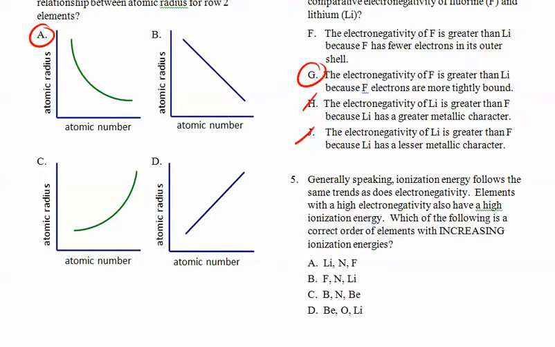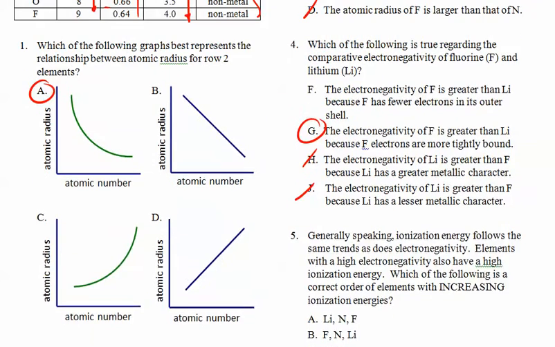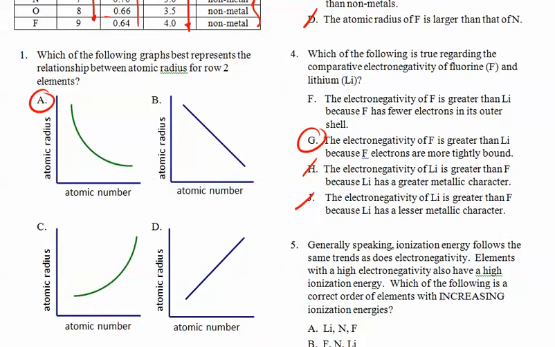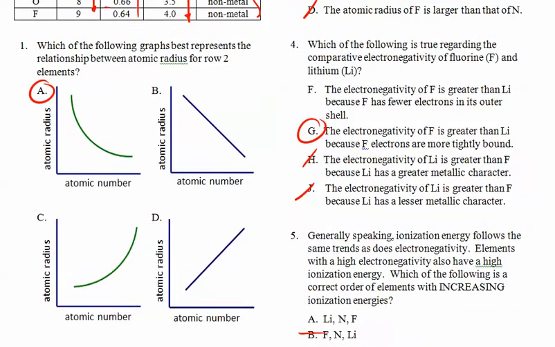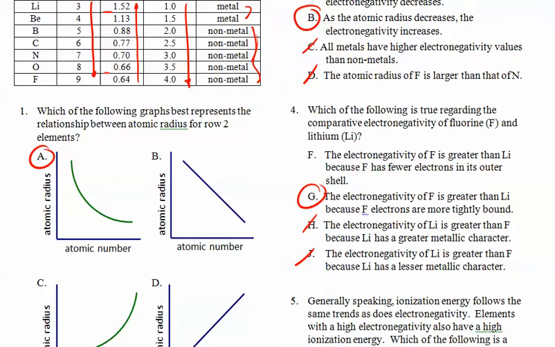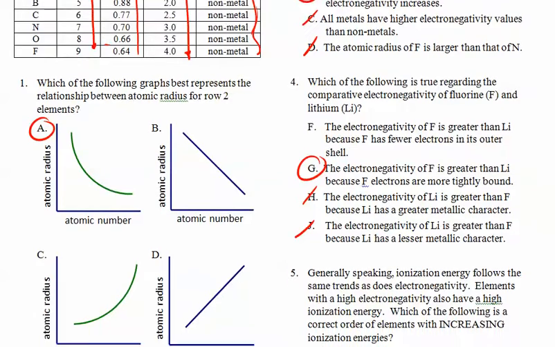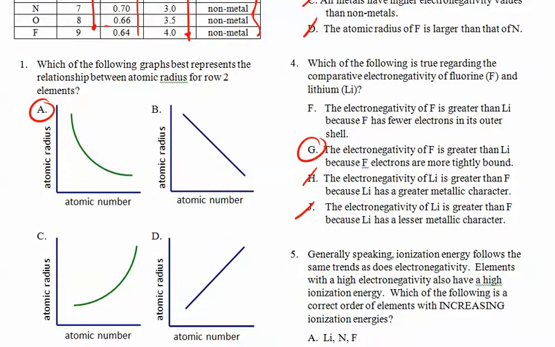Generally speaking, ionization energy follows the same trends as electronegativity. So it should be higher or lower as we go across the chart. So we should have F at the end. So, definitely not Li. Definitely not Li. B, N, Be could be it. Nope. Goes B then N then Be. So let's check to make sure. Li, N, F. Yep, that'll work.